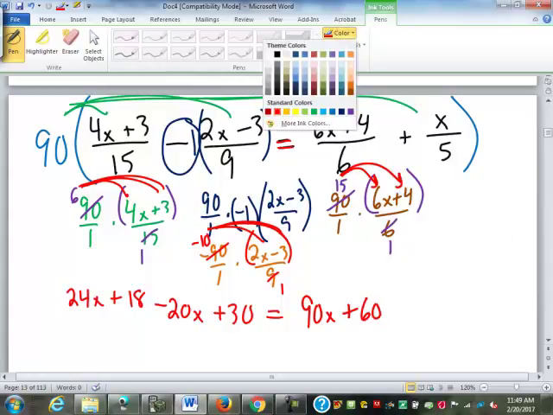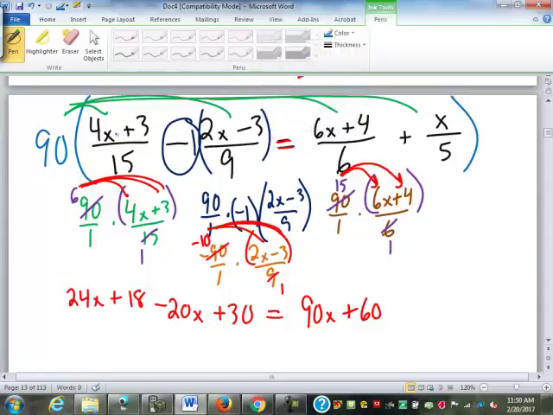And then finally, we'll have the 90 times x over 5. So 90 over 1 times x over 5. Cross cancel the 5 and 90. 5 divided by 5 is 1. 90 divided by 5 is 18. 18 times x is just 18x.